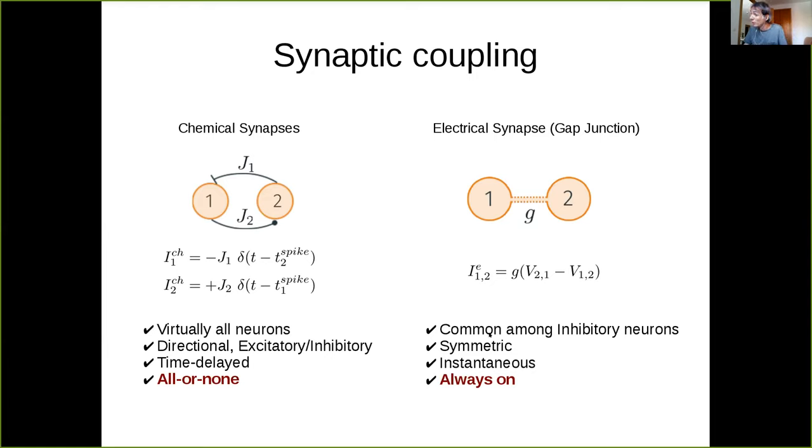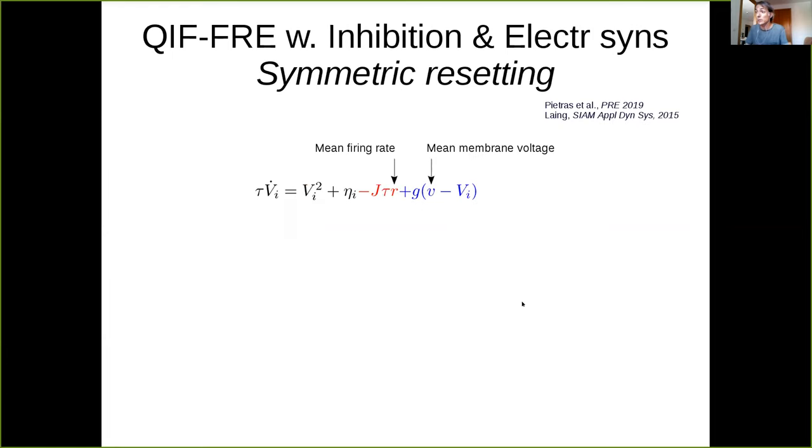Electrical synapses are common among inhibitory neurons only. They generally are symmetric, they are instantaneous, and they are always on, okay? Because they are gap junctions between the membranes of different cells. And therefore, the two cells are constantly receiving currents from the other cells, okay? Especially when there are spikes.